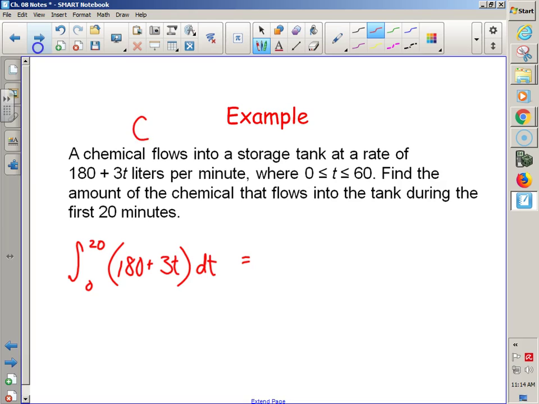We could call this, if you wanted to, C of t, but let's do change in C. There you go. Whatever it is, after you guys solve. Chemical flows into at a rate of, so that'd be like your C prime of t. Yeah, that works. That could be your delta C. So it'd be C of 20 minus C of 0 after you integrate. Does that make sense?